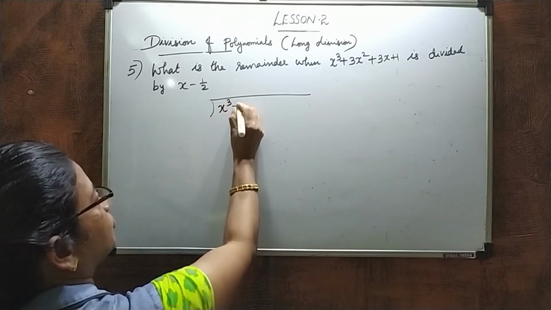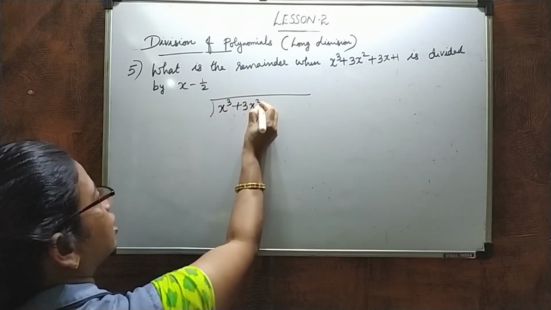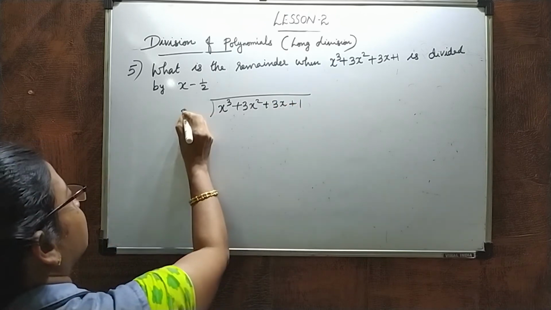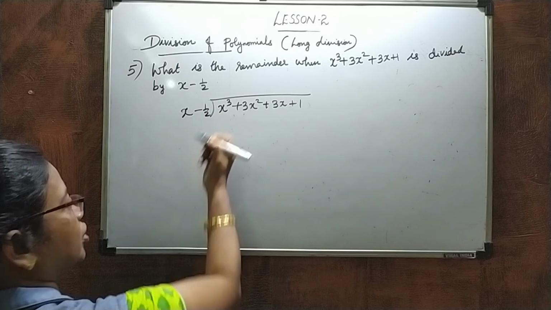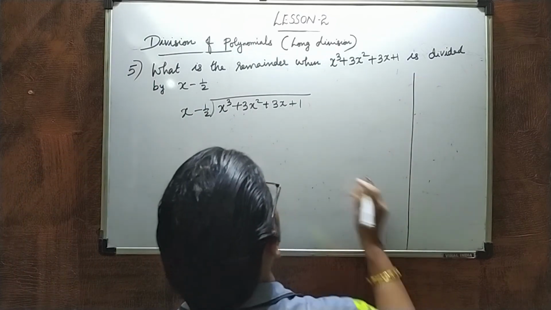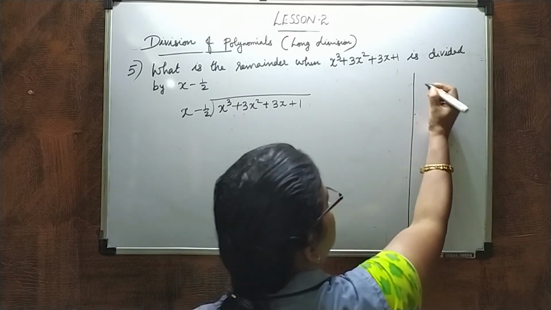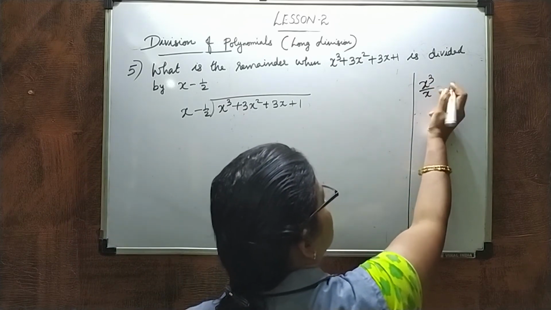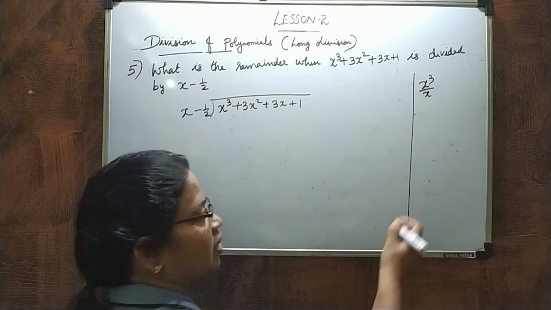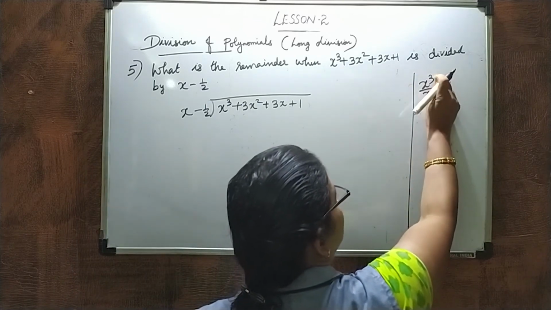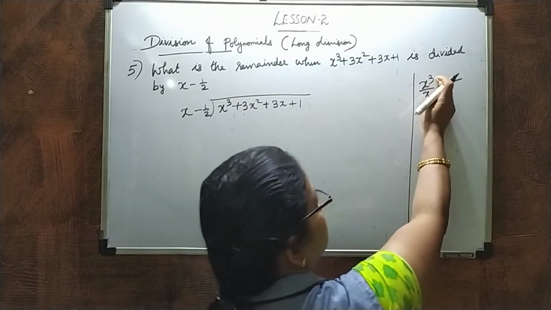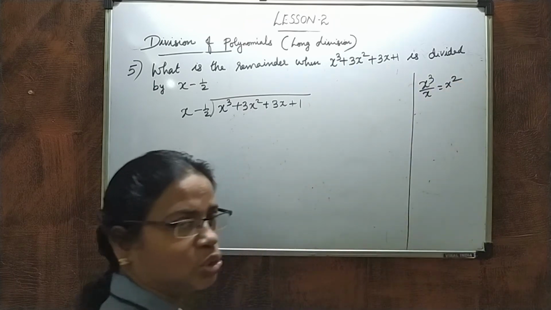x cube plus 3x square plus 3x plus 1 divided by x minus 1 by 2. First step, x cube by x. a raised to m divided by a raised to n is equal to a raised to m minus n. That means x raised to 3 minus 1, you will get the answer x square.